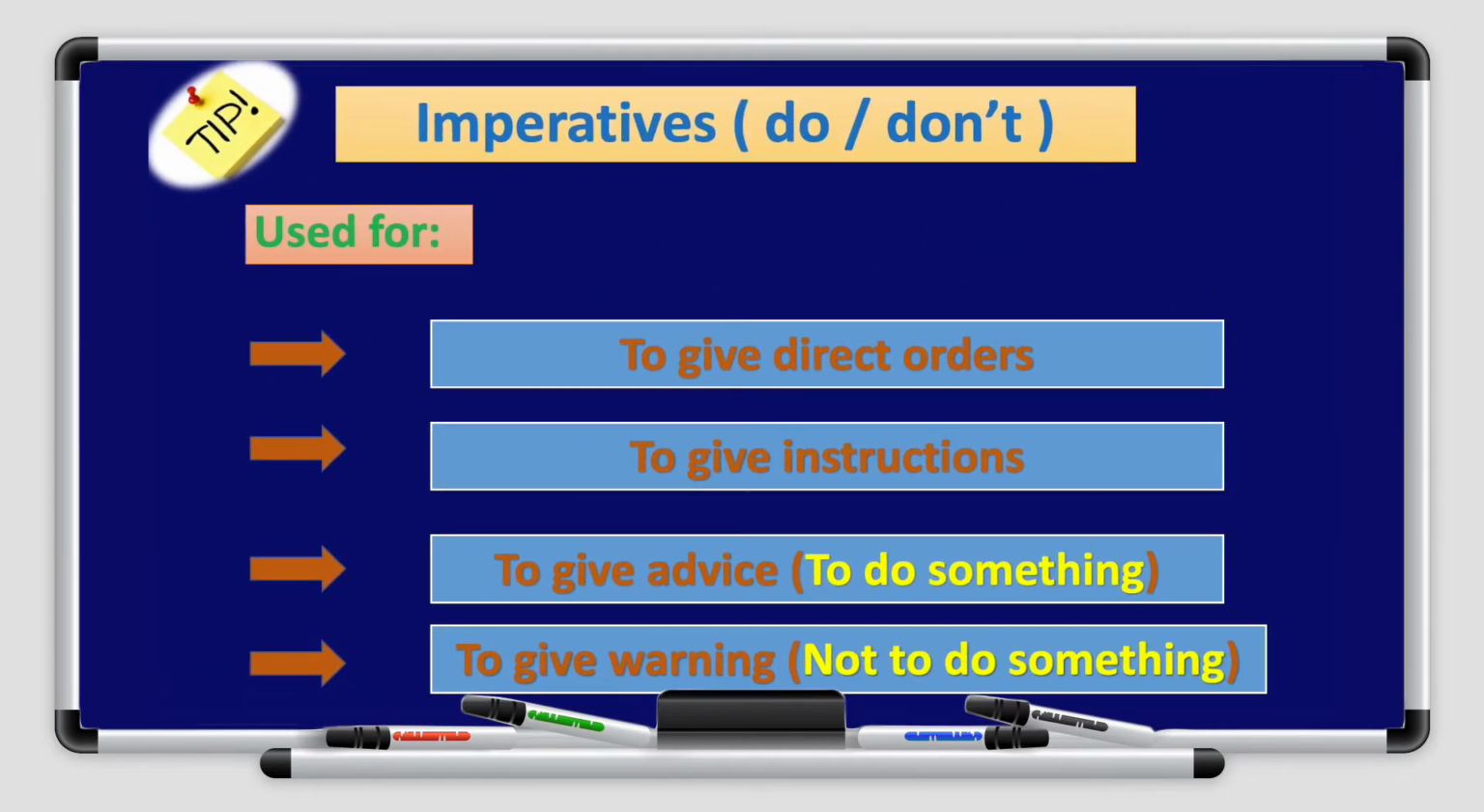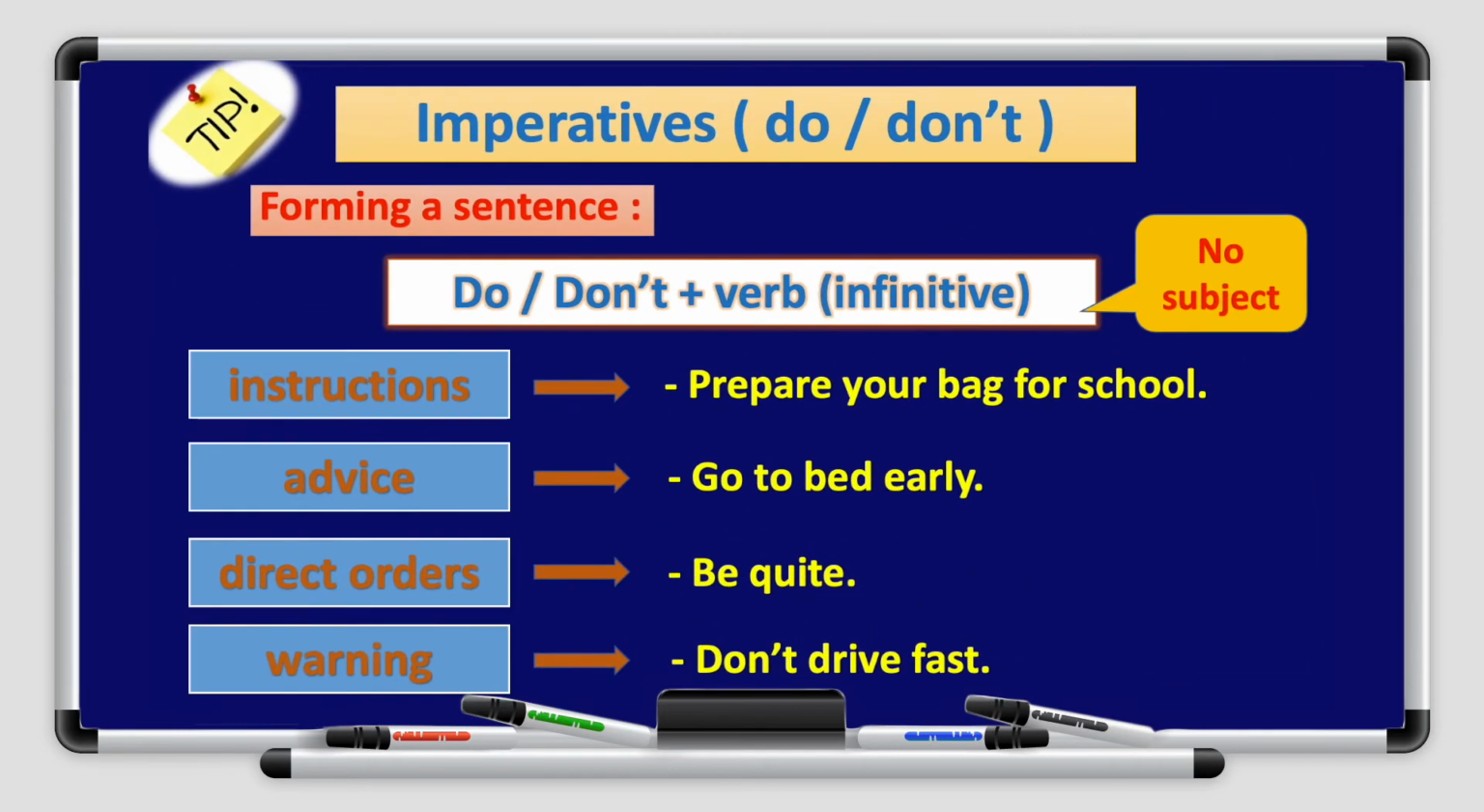Let's move to the second part in this episode. Our second part is talking about imperatives, do and don't. Do and don't are used to give direct orders, or to give instructions, or to give advice to do something, or to give warning not to do something. I have some examples for you to discuss. When you want to form a sentence using do and don't, you will start with do or don't, followed by the infinitive form of the verb.